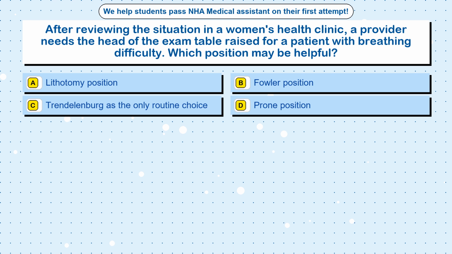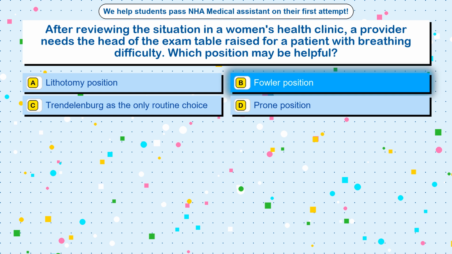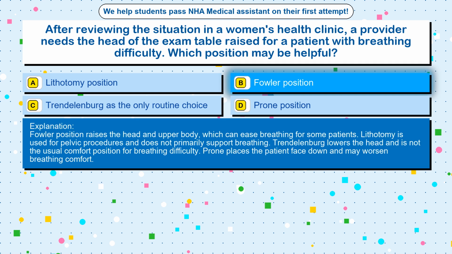Which position may be helpful? Option A, lithotomy position. Option B, Fowler position. Option C, Trendelenburg as the only routine choice. Option D, prone position. The correct answer is option B, Fowler position. Fowler position raises the head and upper body, which can ease breathing for some patients.